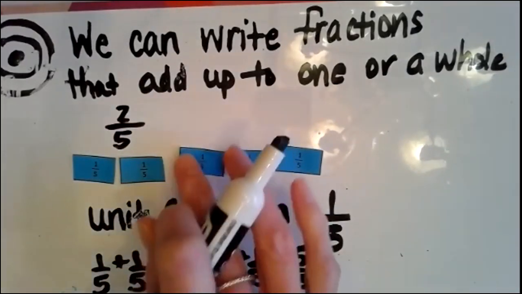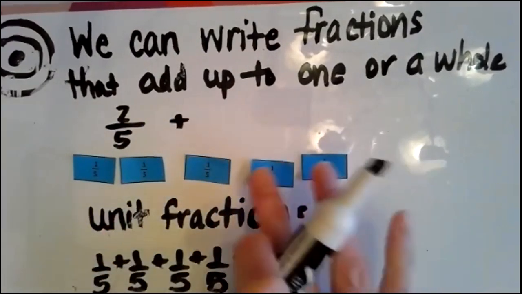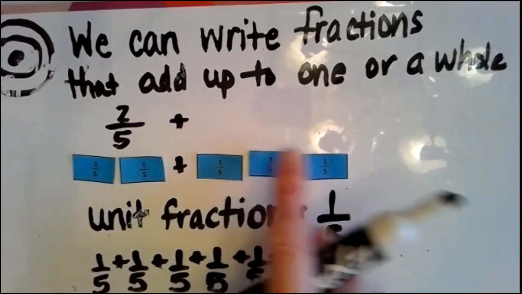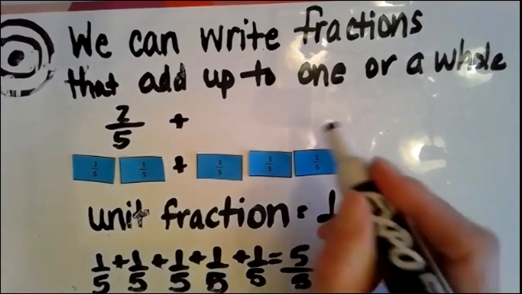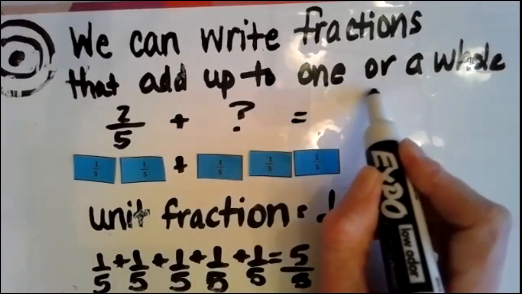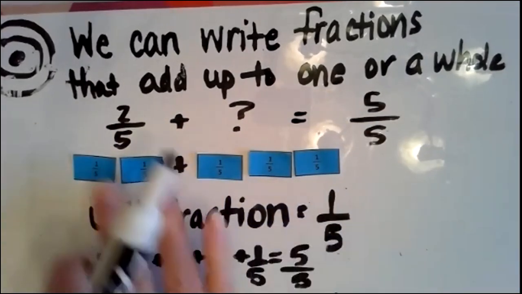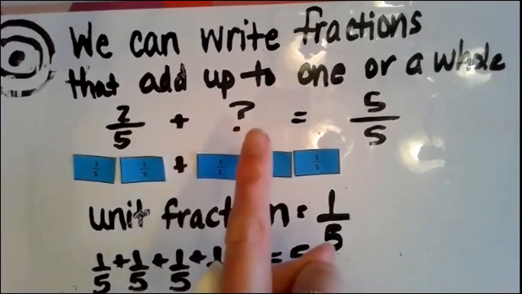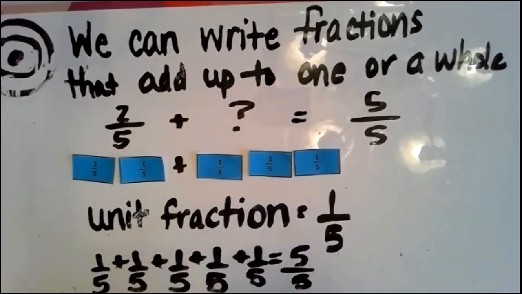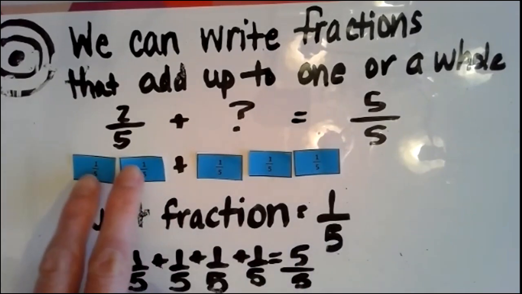What if I were to write that down and then say to you plus this part of the candy bar, and ask you, what would that fraction be if my goal was to end up with the whole candy bar? 2/5 plus how many fifths would equal the whole, or 5/5? Let's look at my visual.